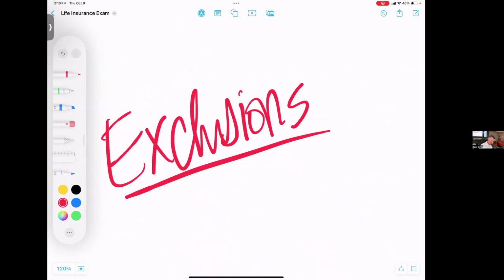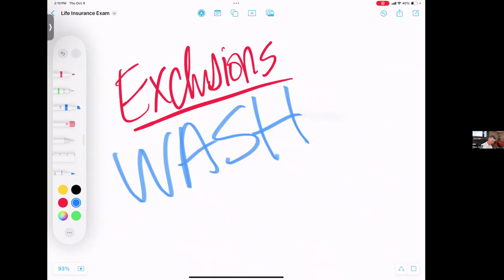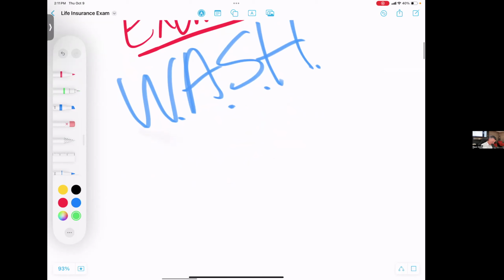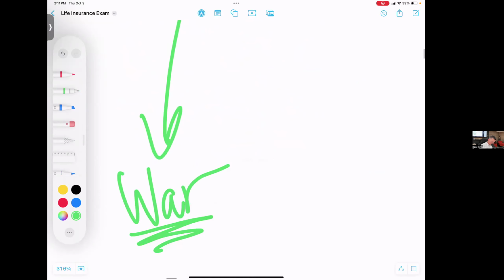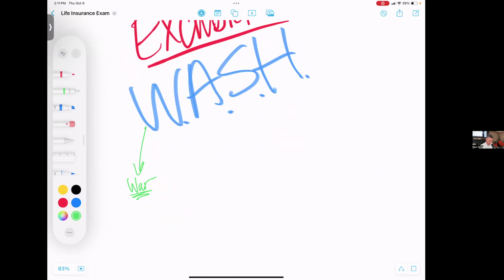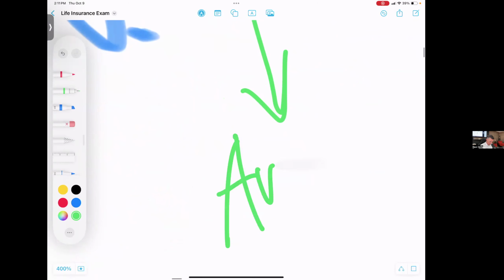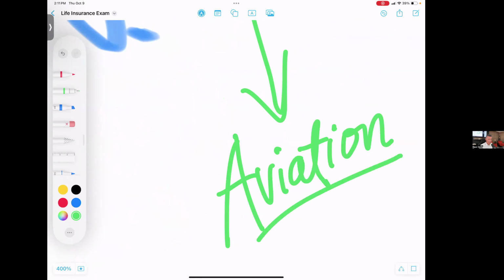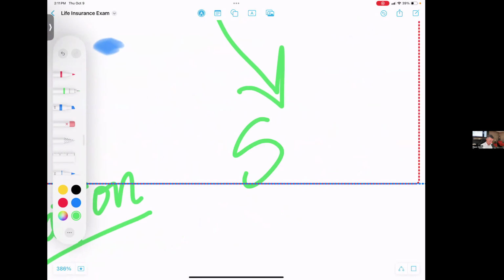Exclusions is basically just think of the word WASH. W stands for war. If you die by war, then it's excluded. That means it's not going to pay. Exclusion means it's not going to pay. A is for aviation. That means if you die in a plane crash, it's not going to cover. S is suicide.